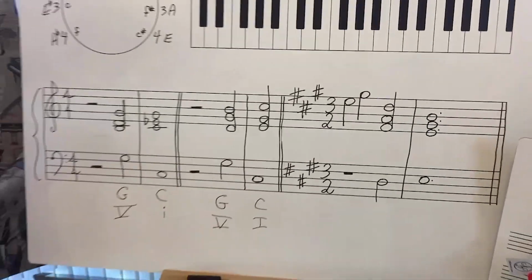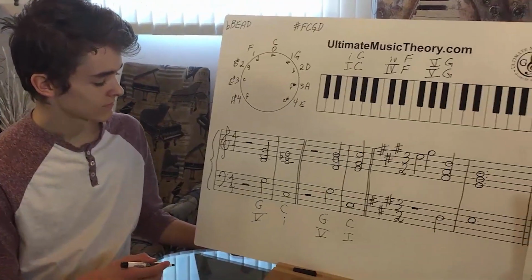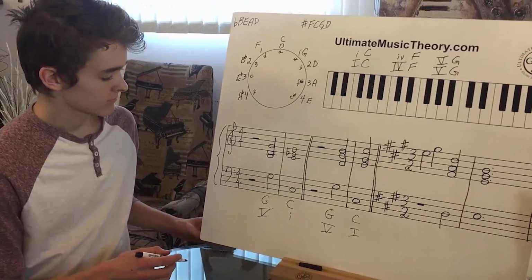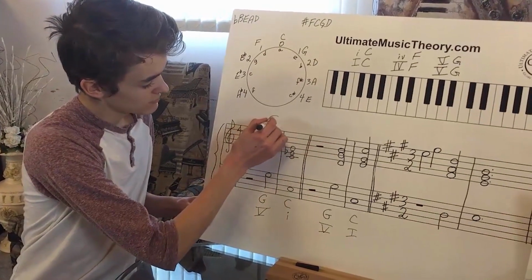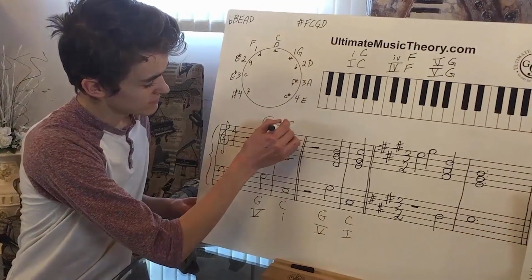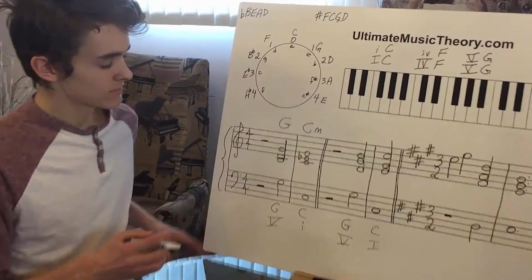So the first thing we're going to do is put our root quality chord symbols above our cadences. So Quinn, what are the root quality chord symbols for that perfect cadence you've got going on there, 5-1 authentic cadence? The first one is G, and the second one is C minor. Very good, C minor. Okay, now let's take a look at the next one.